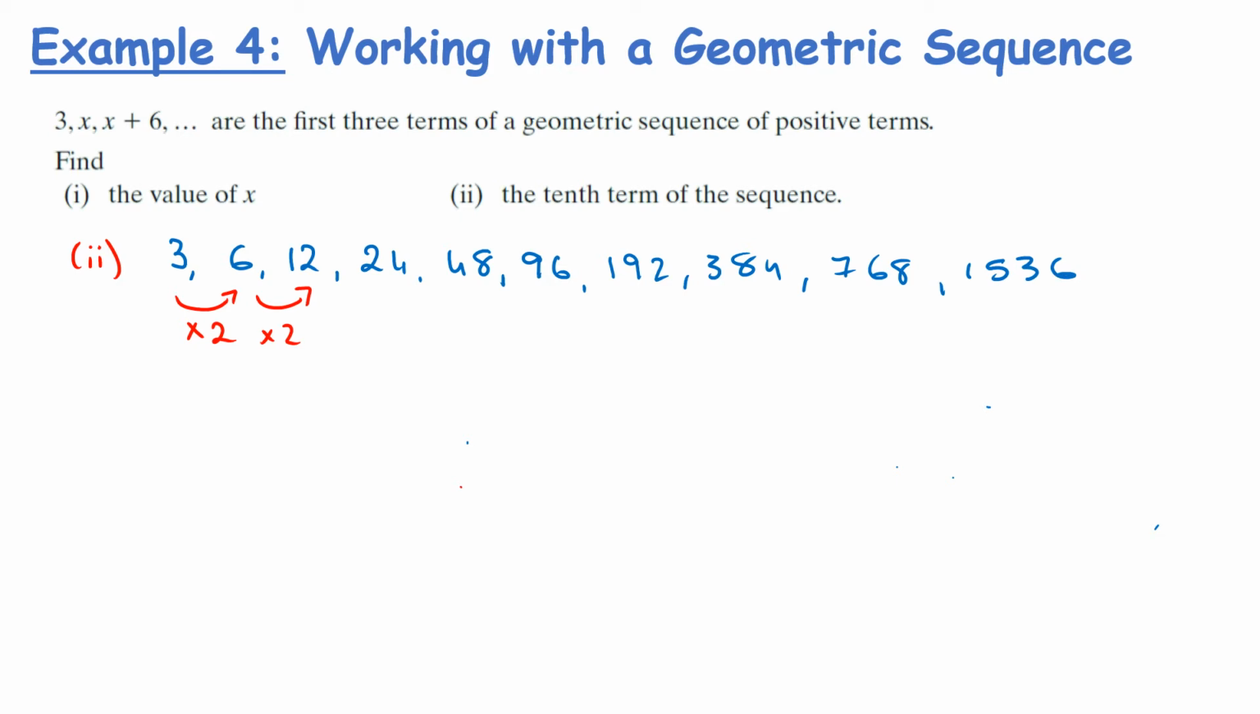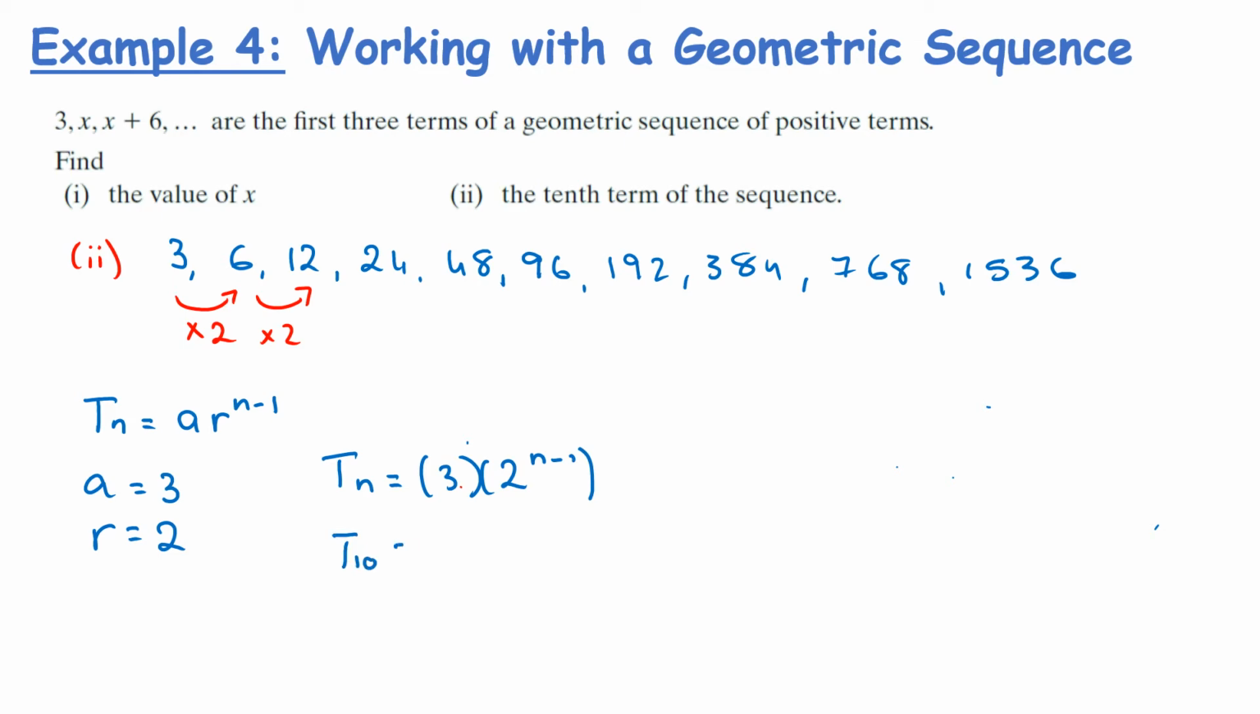I would prefer to make our general term. So we have Tn is a r to the power of n minus 1. Our first term was 3. Our common ratio was 2. So that gives me Tn is 3 times 2 to the power of n minus 1. Then I have T10, the 10th term. 3 times 2 to the power of 10 minus 1, which is 3 times 2 to the power of 9. And that can go into your calculator and we'll get 1536.